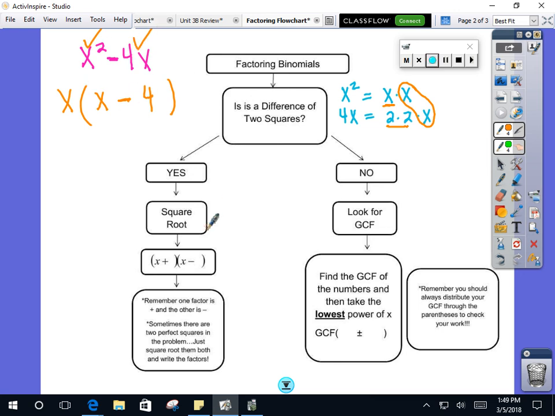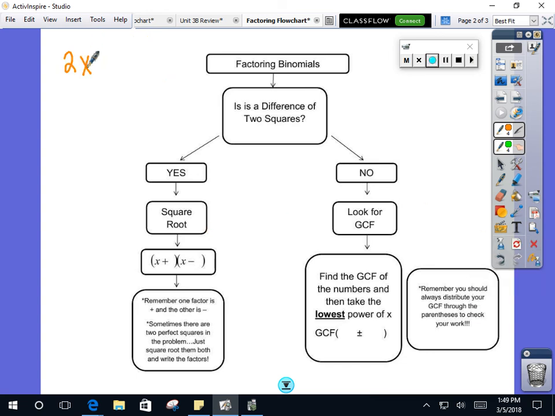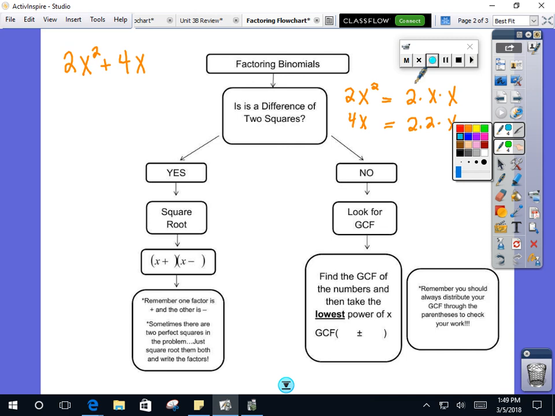All right, number 11, binomial or trinomial? Binomial. 2x squared plus 4x. Is it a difference of two squares? Definitely not. It's not a difference at all. It's a sum. So no, we need to look for a GCF by listing out the factors of these two terms. What are the factors of 2x squared? Right. What about 4x? So what do they have in common? A 2 and an x, so 2x is the GCF.